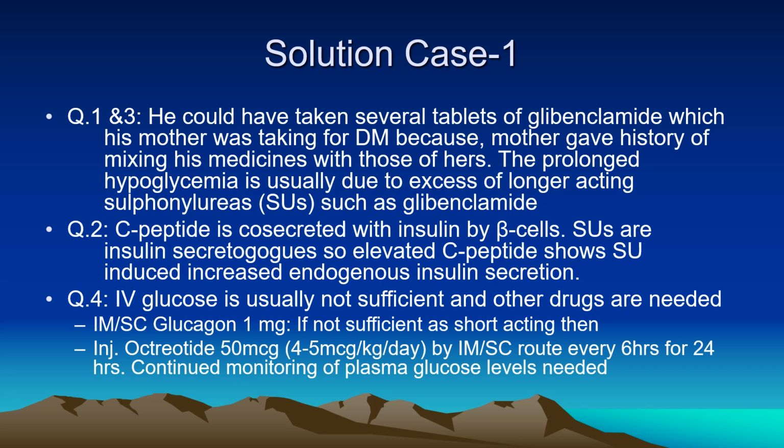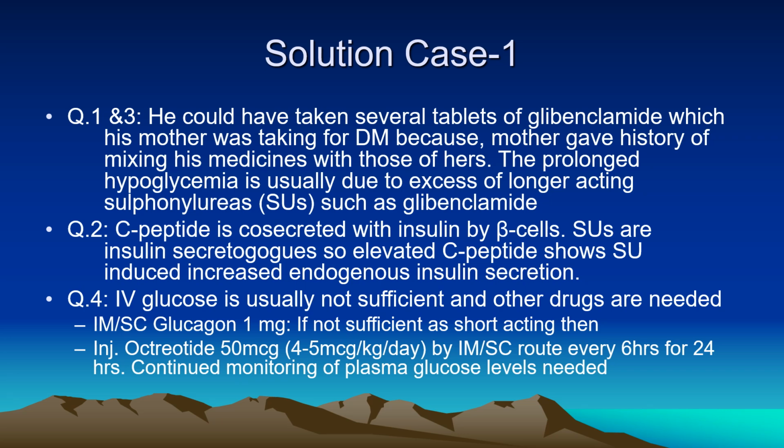Question 1 and 3. He could have taken several tablets of glibenclamide, which his mother was taking for diabetes, because the mother gave a history of mixing his medicines with those of hers, and he has some psychiatric problem for which he was taking olanzapine. The prolonged hypoglycemia is usually due to excess of longer-acting sulfonylureas, and one of them is glibenclamide. So there is a possibility of overuse, over toxicity.